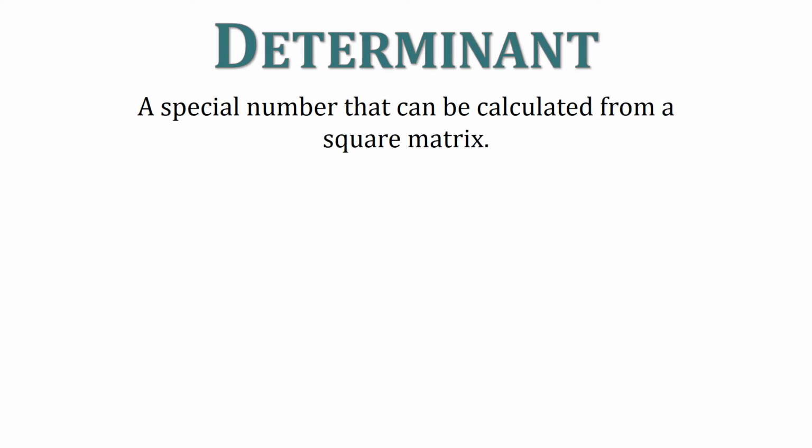So a determinant is a special number that can be calculated from a square matrix, meaning the matrix is to be a 2 by 2, a 3 by 3, a 4 by 4, a 5 by 5, a 6 by 6, etc. A 3 by 2, a 1 by 4, a 7 by 8. Those are all examples of non-square matrices. Therefore, the determinant is undefined. It does not exist.